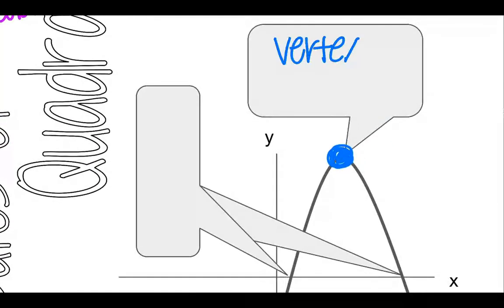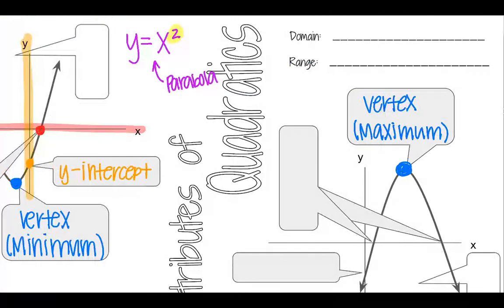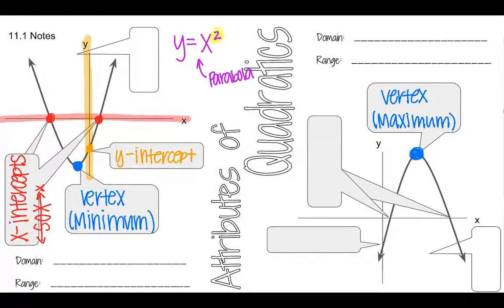Over here, this one, it's the vertex still, but it is going to be called a maximum. Because this is the highest point that the graph will go. If I were to draw a line here, the graph wouldn't cross it and go any higher. The rest of the graph is going below it. So with the vertex, we have a min and a maximum.